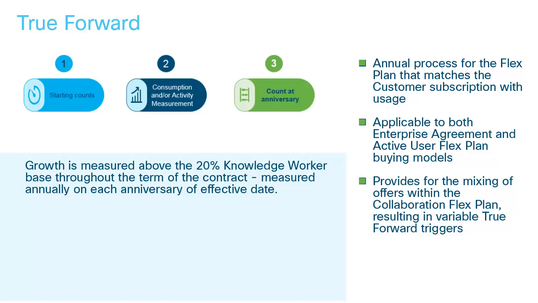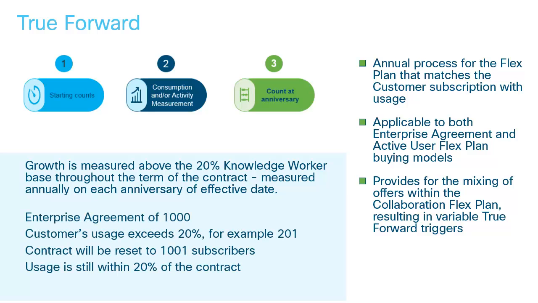Growth is measured above the 20% knowledge worker base throughout the term of the contract, measured annually on each anniversary of effective date. For example, in an enterprise agreement of 1,000, if the customer's usage exceeds 20%, for example 201, the contract will be reset to 1,001 subscribers, so the true usage is still within 20% of the contract. True Forward is applicable to Enterprise Agreement and Active User buying models, as is.